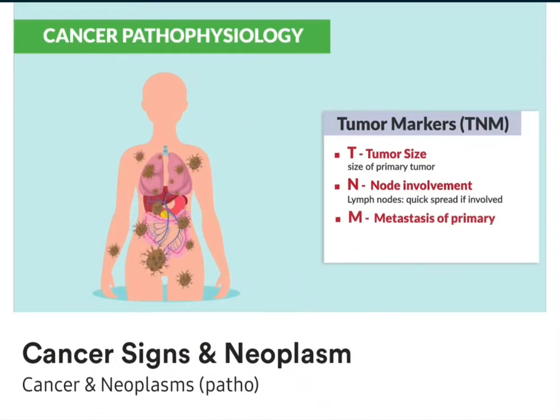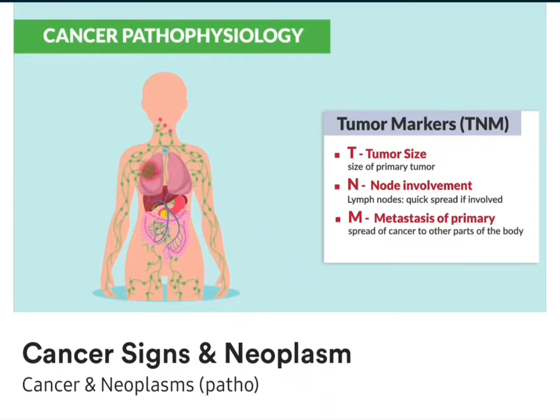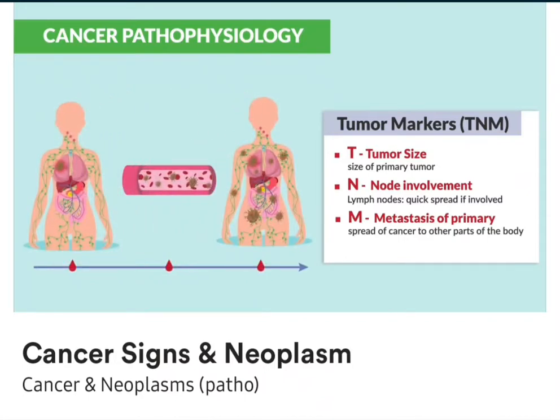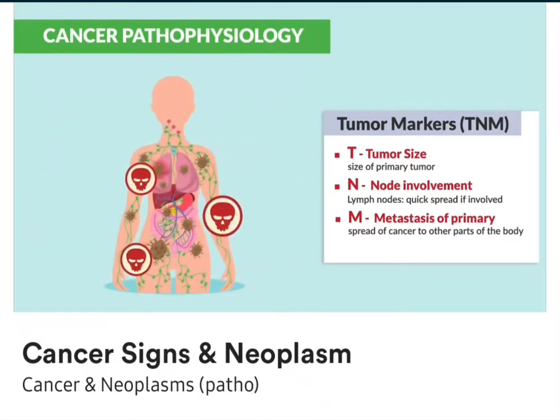Now M is for metastasis of the primary tumor. This is the spread of cancer to other parts of the body. So cancer cells break away from where it first formed, this is the primary cancer, and travel through the blood or lymph system to form new tumors or metastatic tumors in other parts of the body. So the metastatic tumor is the same type of cancer as the primary tumor. So remember, at this stage, it's very hard to treat, as cancer is now all over the body.